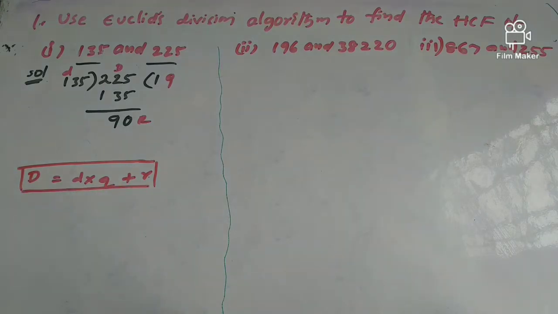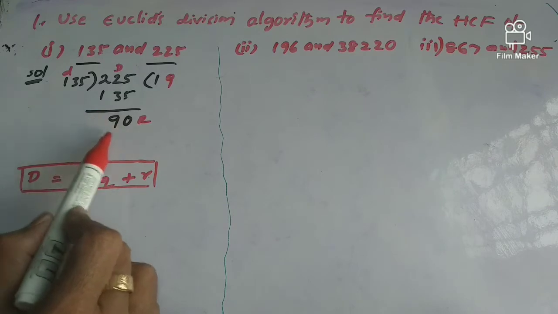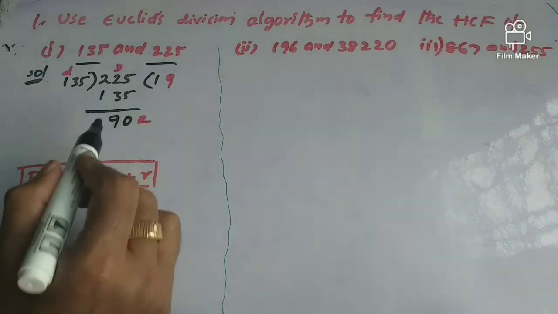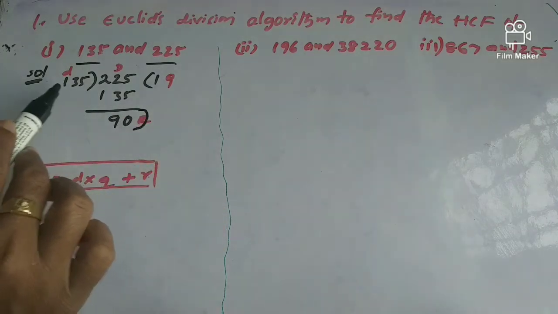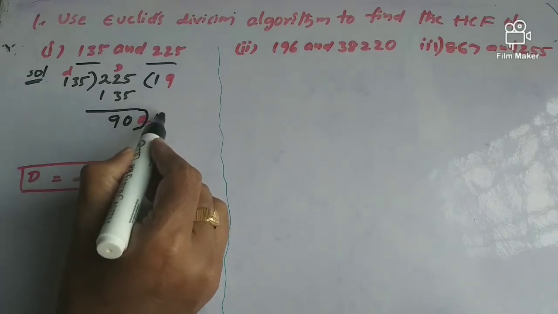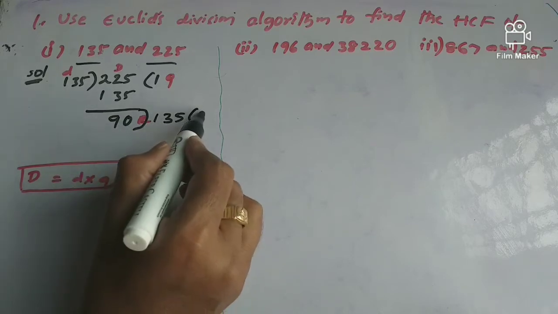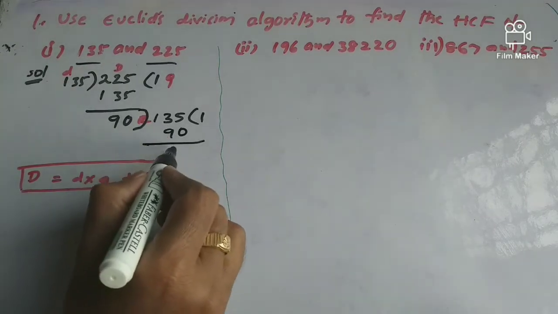Clear? So this is the division algorithm. Dividend is equal to divisor into quotient plus remainder. So if you multiply 135 into the quotient and add the remainder, we get 225. Okay, you can try. Next, after completing the division of the first step, this remainder we are taking as a divisor, and the divisor 135 is the dividend. Now dividing 135 by 90, it divides one time. So 90 subtraction, it will come 45.